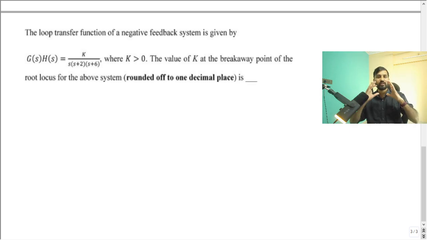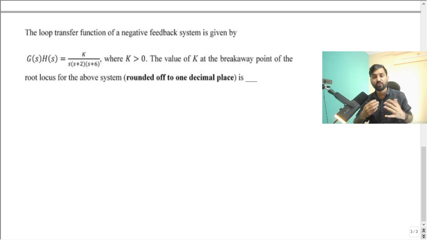So the loop transfer function of the negative feedback system is given by this, where k shall be strictly positive. You can see here, the value of k at the breakaway point of the root locus for the above system is. So you know that there is a conventional approach that we can follow: find the characteristic equation, then find k in terms of s, and then differentiate. That is the conventional approach.